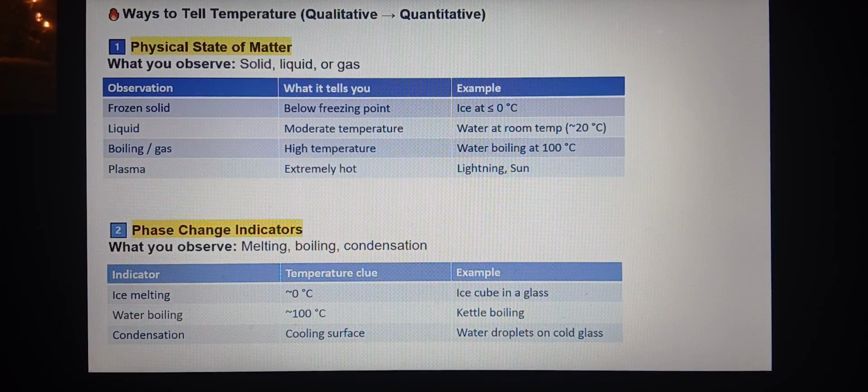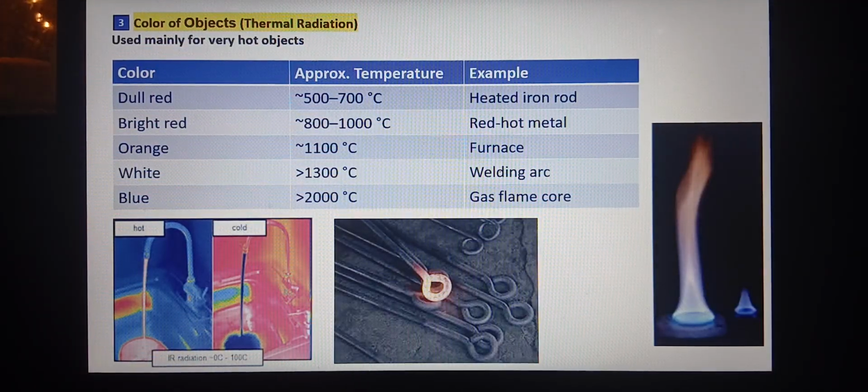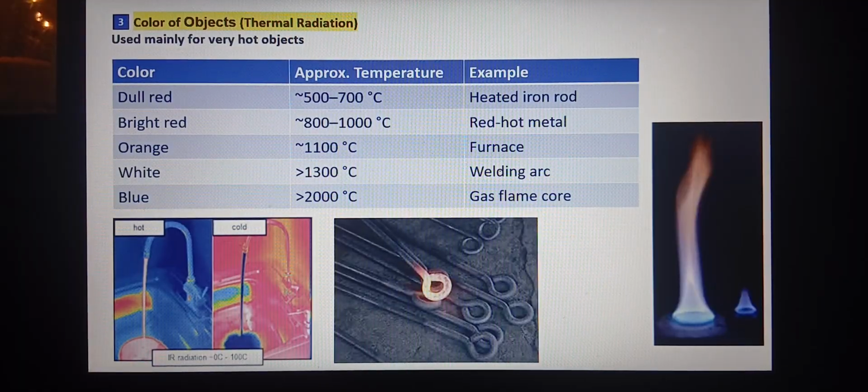Condensation, cooling surface, water droplets on a cold glass. You can also see by the color of objects through thermal radiation how hot it could be. So if you look at the different pictures, you can see we have infrared radiation pictures there. We have some iron bars, and one is being heated up, and it's a yellowy, almost white color. And then you can see some flames, a blue, purple sort of color.